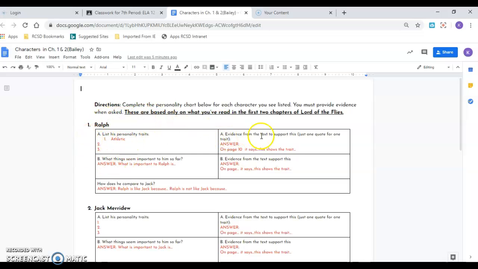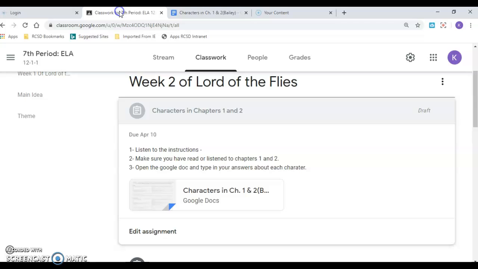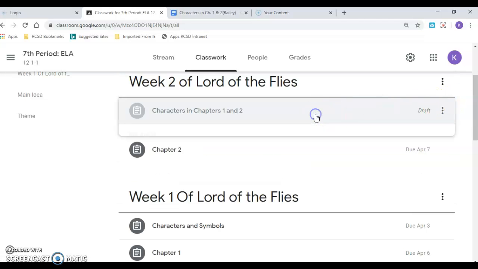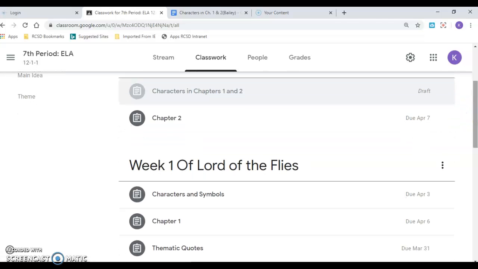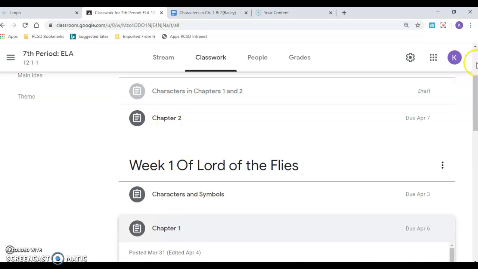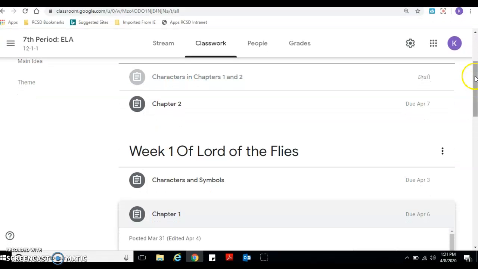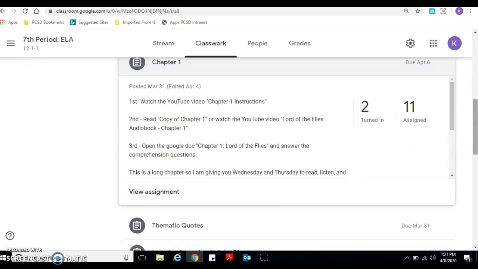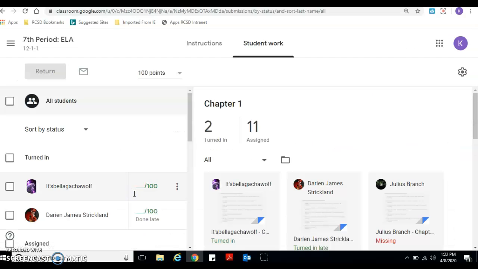Okay, then the second thing, evidence from the text to support this. So now I need to look for a page number, and I already gave you a hint that he shows he's athletic on page 10, but now I'm going to show you what I want you to do. You're going to have to look back at chapters 1 and 2, so I'm going to go to chapter 1, because I know that's where I found the thing about him being athletic, and I'm going to open up this assignment about chapter 1.